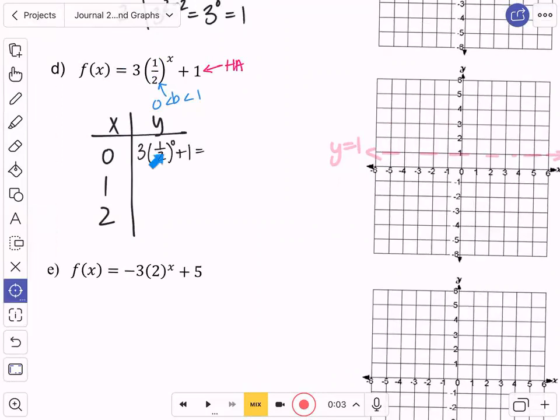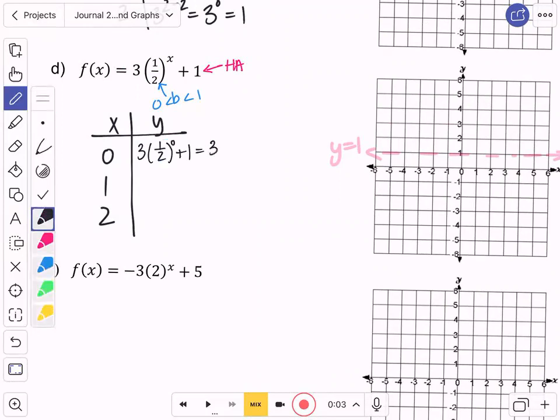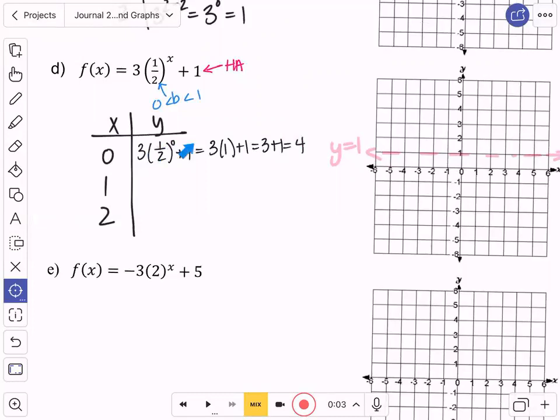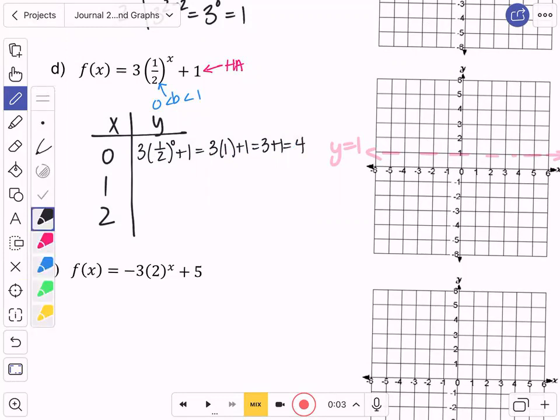So if I raise 1/2 to the 0 power, this is just going to cause it to be 1. So 3 times 1 plus 1 is 3 plus 1, which is 4. So 1/2 to the 0 power is just 1. 3 times 1 is 3 plus 1 is going to give me 4. By the way, you can plug this all in the calculator too.